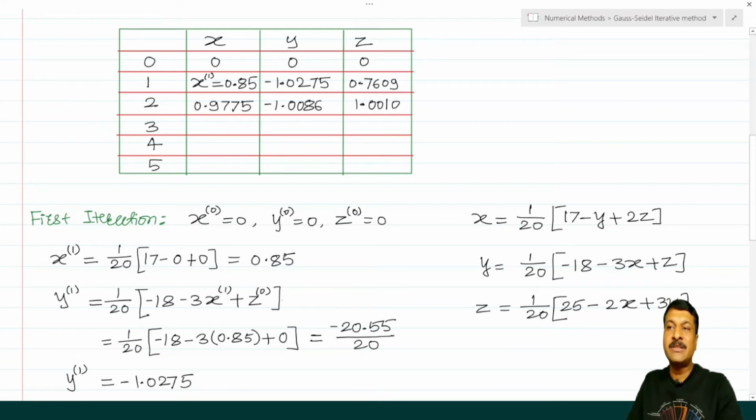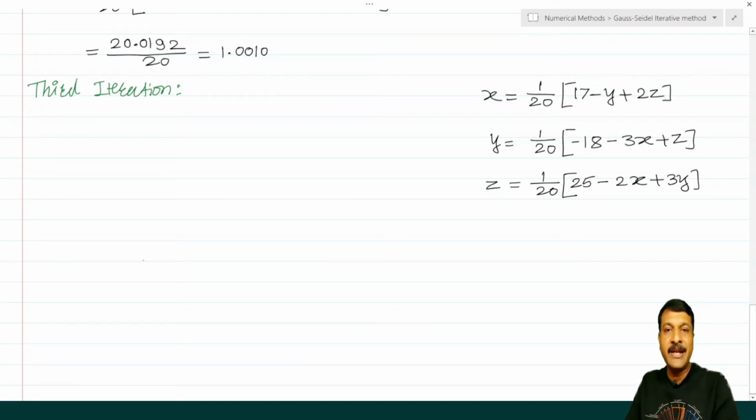So the z value is not the same. So the second iteration is finished. Now the third iteration. Note that when we get any recent value of x, y, z, you always update the table first.